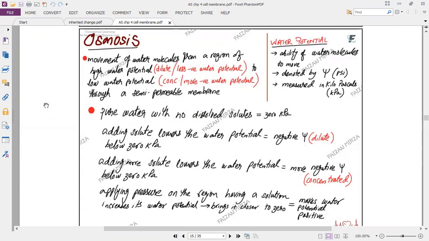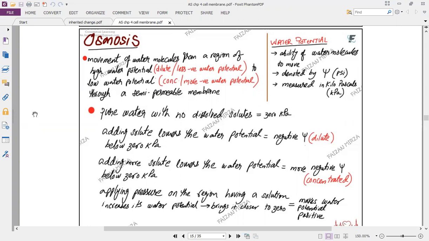Higher water potential is in a dilute solution, which has a less negative water potential, and a low water potential is a concentrated solution, which has a more negative water potential. Pure water with no dissolved solute is given a water potential of 0 kilopascals by convention, and adding a solute lowers the water potential below 0. So it will make the water potential negative. Adding more solute lowers the water potential even further and makes it even more negative. So dilute solutions are less negative, concentrated solutions are more negative.